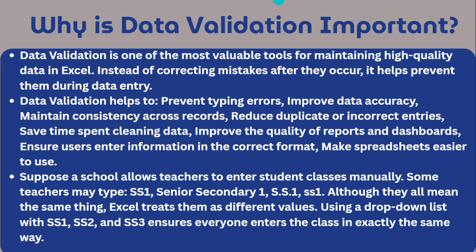So suppose a school allows teachers to enter students' classes manually. Some teachers may type SSS1, senior secondary 1, SS1, in various ways. Although they all mean the same thing, Excel treats them as different values. So using a drop down list with SSS1, SSS2, SSS3 ensures everyone enters the class in exactly the same way. So it means if the child is in SS1, they'll just pick SS1 or enter it in that format. You are streamlining that cell to only accept words in this format.